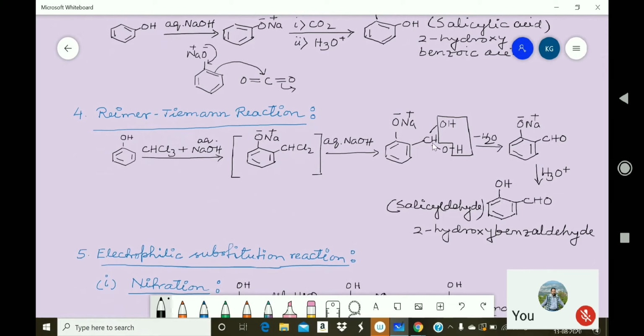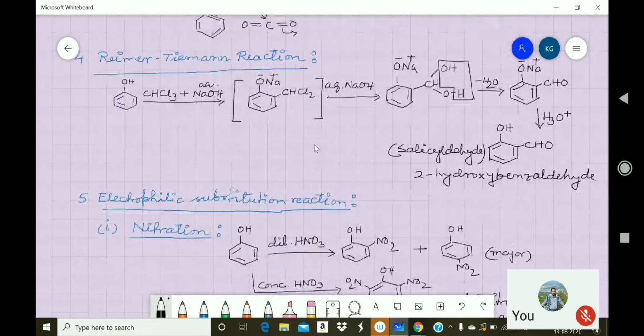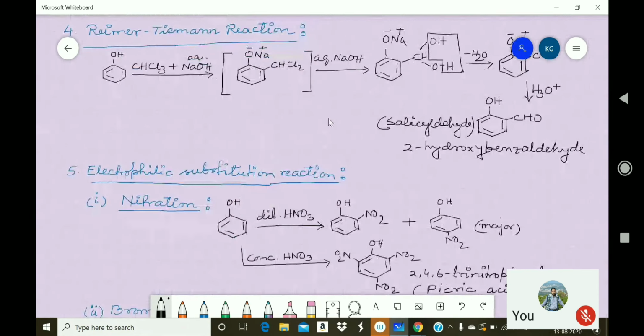But the carbon holding two OH groups is unstable. Therefore, in the reaction medium, water is removed to give rise to this intermediate, that is, the aldehyde group comes at the ortho position, and following acidification gives the product. That means when phenol is treated with chloroform and alkali, followed by acidification, salicylaldehyde is formed, which is named 2-hydroxybenzaldehyde.